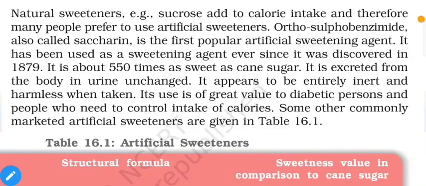It is excreted from the body in urine unchanged. That means when this compound passes through the body and when we excrete it, it still has the same structure. It appears to be entirely inert and harmless when taken. Its use is of great value to diabetic persons and people who need to control their intake of calories. Some other commonly marketed artificial sweeteners are given in table 16.1.